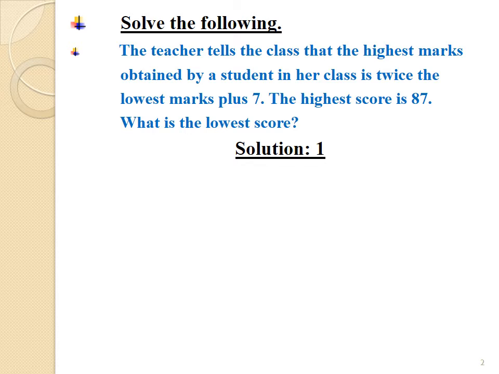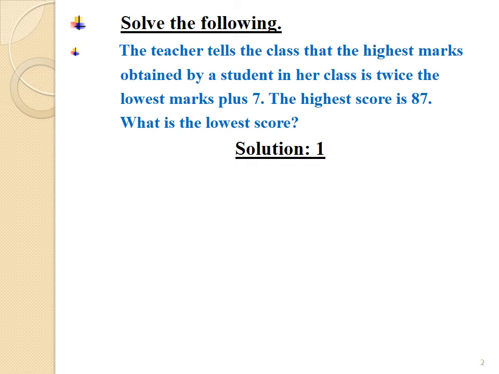Point number 3. Translate the statements of the problem into mathematical statements. Point number 4. Express the problem in the form of an equation. Point number 5. Solve the equation for the unknown. And point number 6. Check whether the solution thus obtained satisfies the given conditions in the problem. So now, let us solve sum number 1.